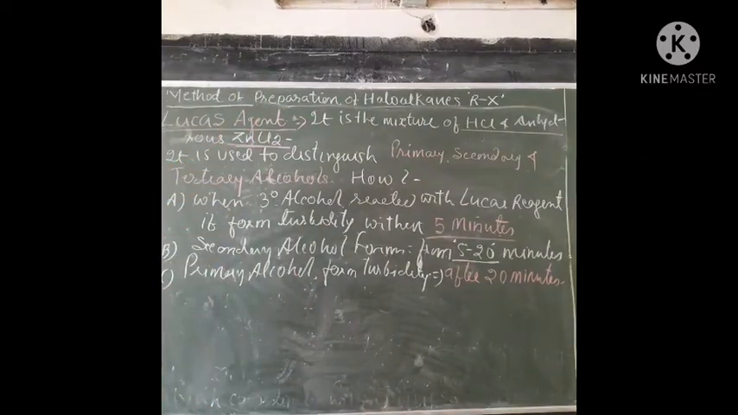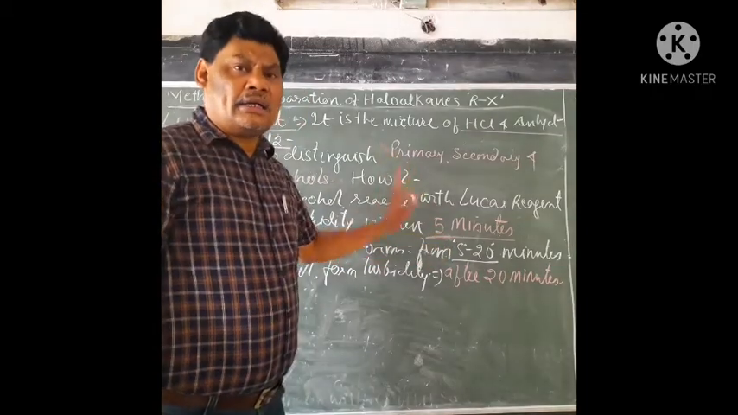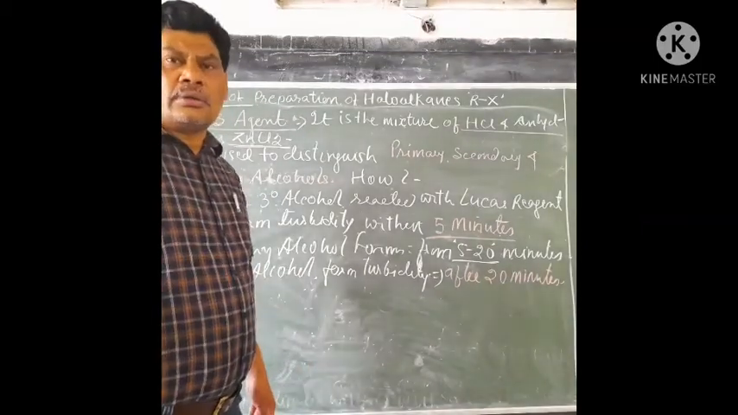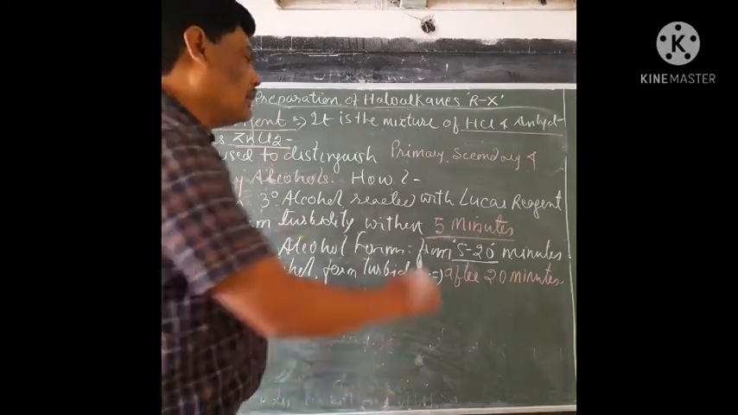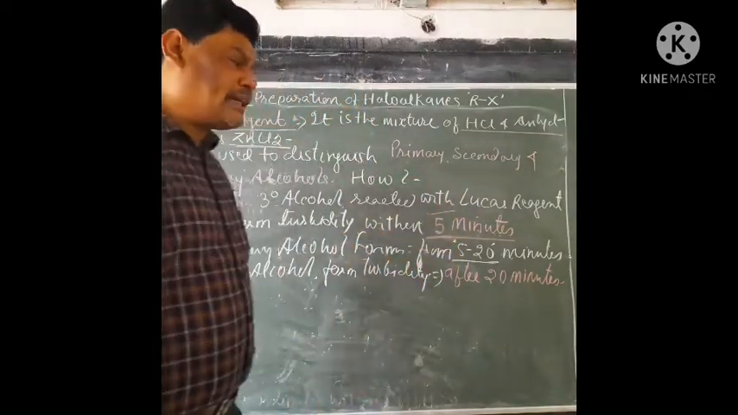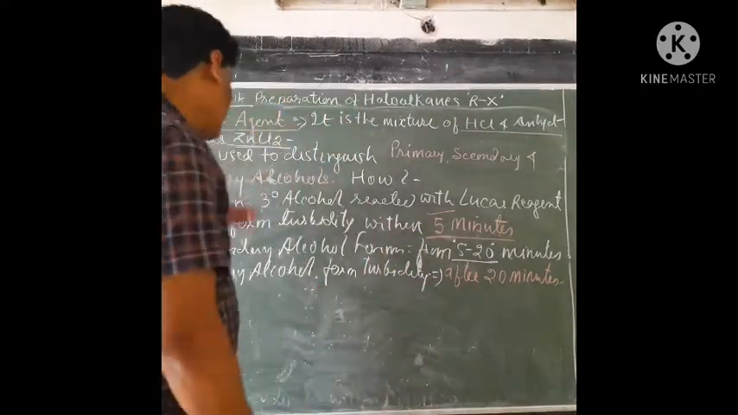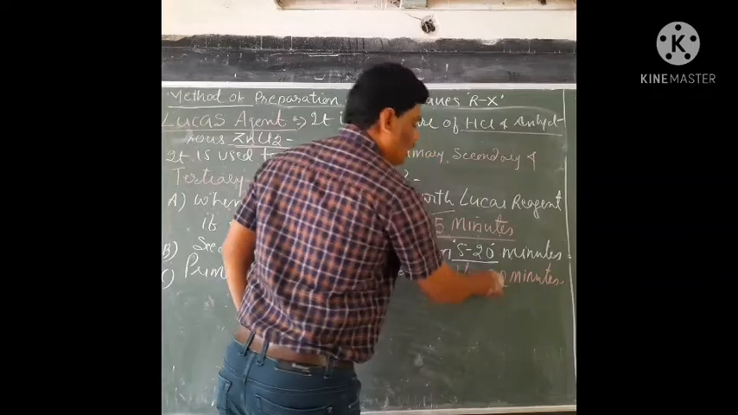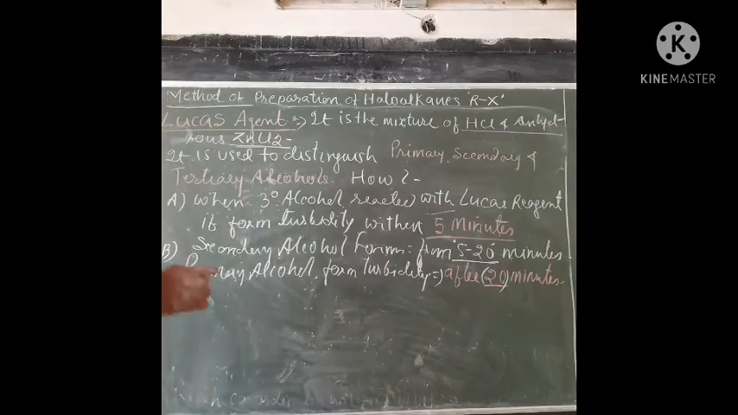That is, in this way we can differentiate primary alcohol, secondary alcohol and tertiary alcohol. That is on the basis of the reaction: slow, moderate or fast. So tertiary alcohol reacts very fast. Within 5 minutes, the desired product gets obtained. Secondary alcohol requires 5 to 20 minutes, but the primary alcohol reacts very slowly and forms turbidity after 20 minutes. So it makes the difference. So this is about the Lucas reagent.